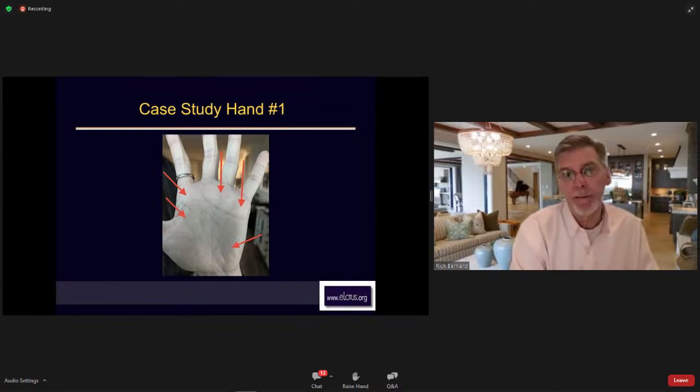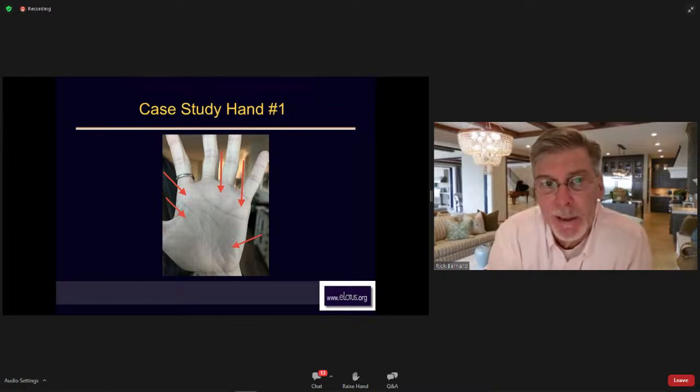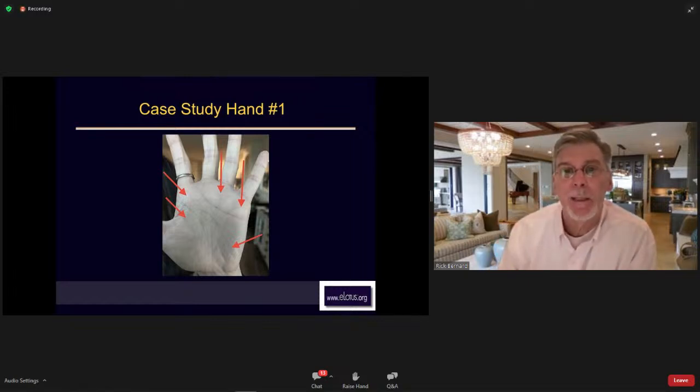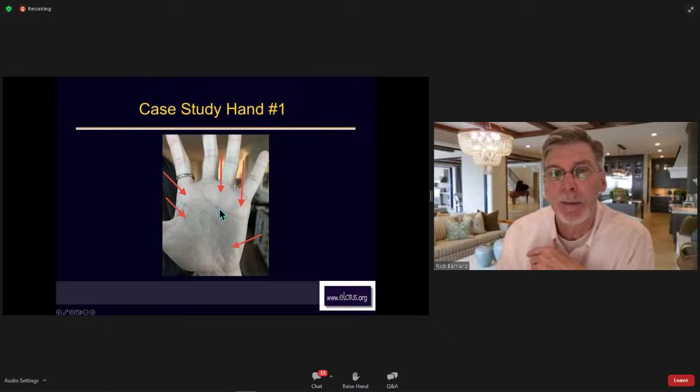There are a lot of gift markers on this hand, actually. One of which is the Star of Apollo. The star is a little bit messy. You can see underneath the Apollo finger, it wants to form this five-pointed star. It hasn't totally coagulated yet, but it shows a lot of creative energy in this person.